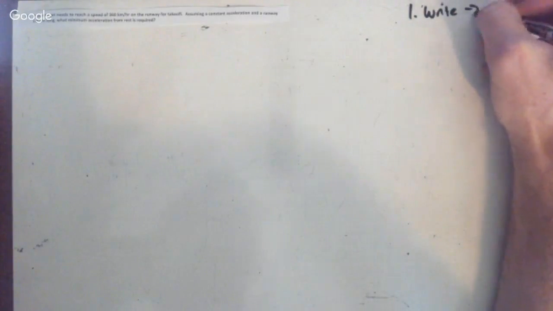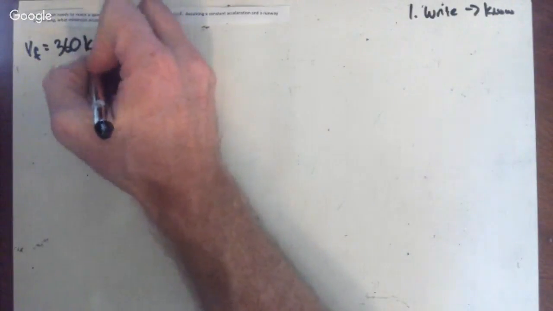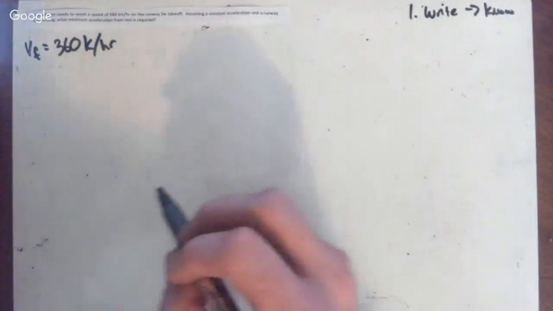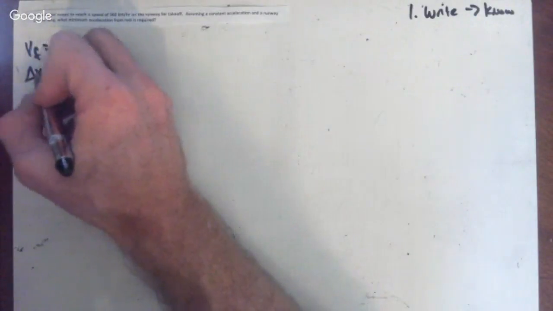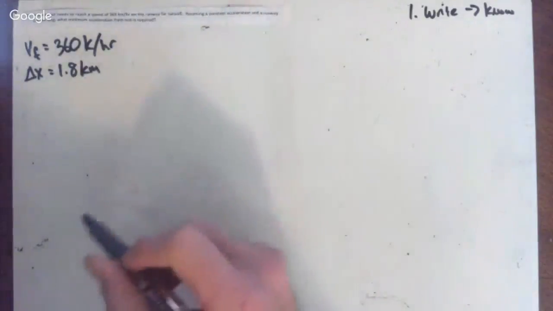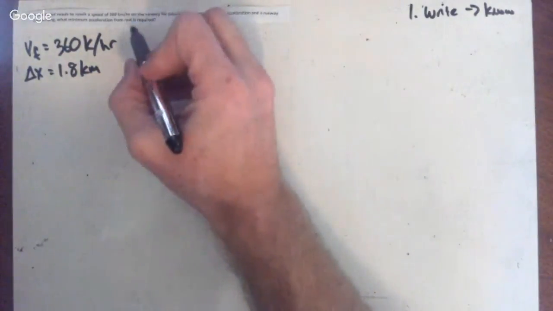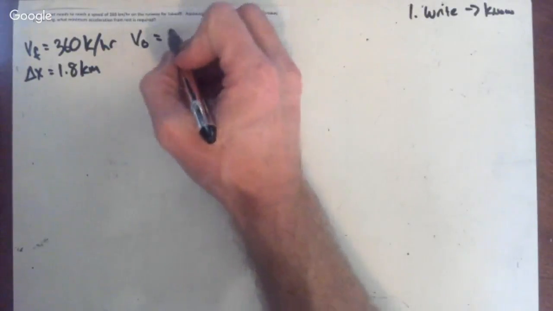A jumbo jet needs to reach a speed of 360 kilometers per hour on the runway for takeoff. Assuming a constant acceleration and a runway 1.8 kilometers long, what minimum acceleration from rest is required? Okay, so let's start off by doing step 1, writing what we know. The jet needs to reach a final velocity of 360 km per hour to take off from the runway. The runway is 1.8 kilometers long, so that's our delta x, 1.8 km. It says from rest, so that means our initial velocity was 0.